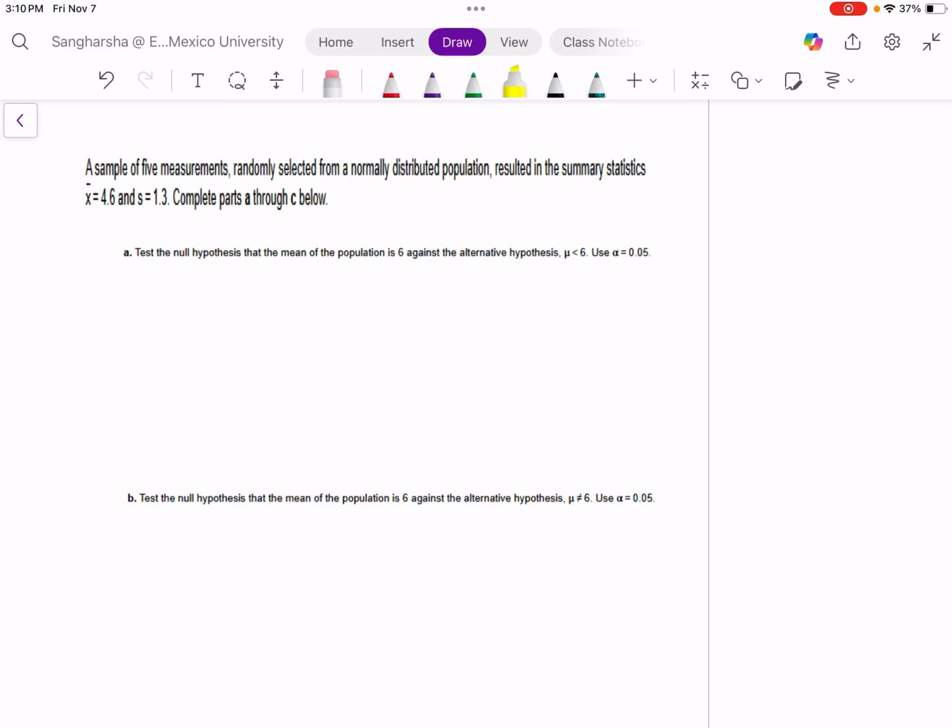Next, a sample of 5 measurements randomly selected from a normally distributed population resulted in a summary. Our sample size is 5. We have to test the null hypothesis that the mean of the population is 6 against the alternative hypothesis mu less than 6. Null hypothesis is mu equals 6. Alpha is 0.05.